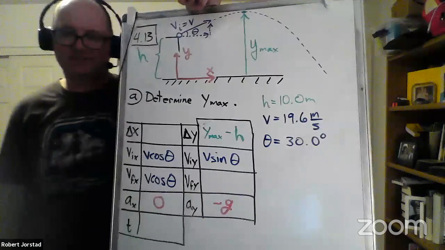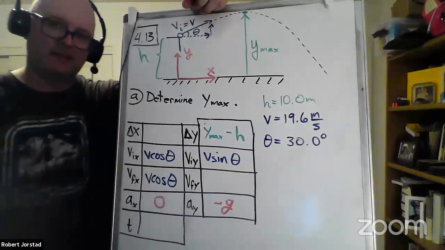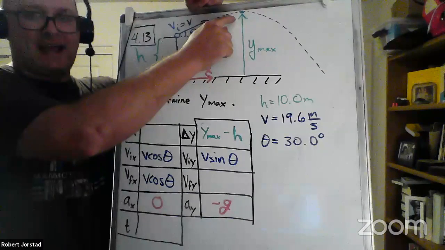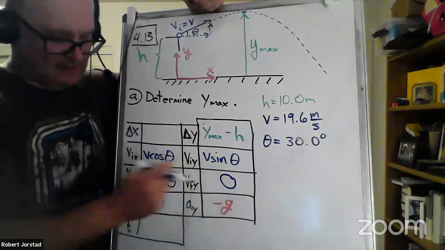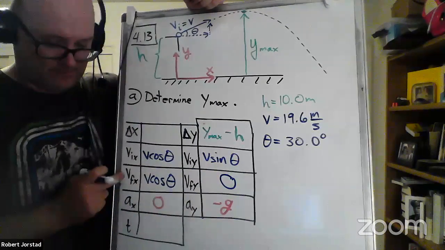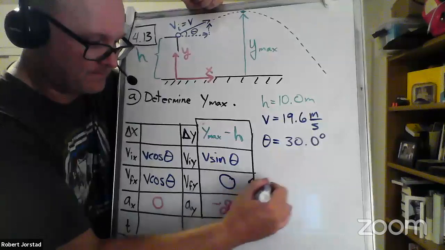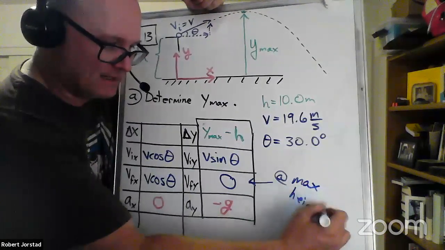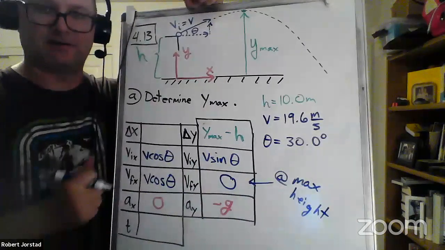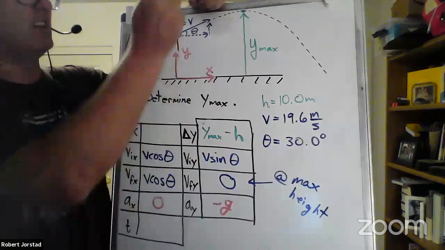Is V final Y 0? Nice. Why do you know it's 0? Because it stops and then goes down afterwards. Yeah, so at max height, that's what tells us this. Not that the velocity is 0, it's this, but we see at max height, the velocity y component is 0. And then I think the rest is all unknown.